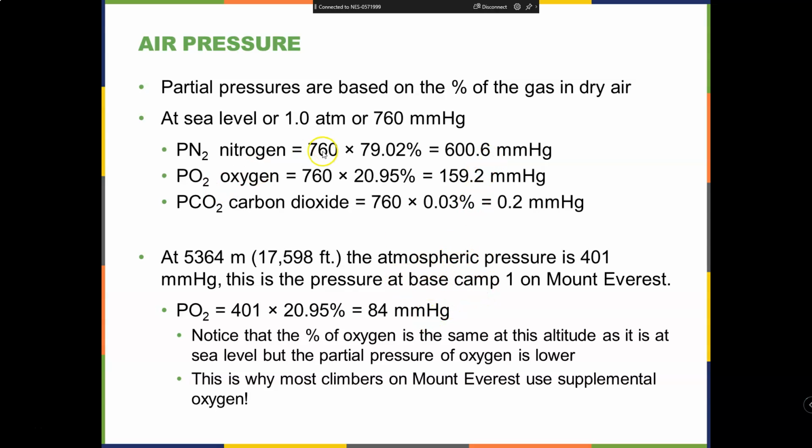So, importantly, 760 is sea level pressure. The pressure at the top of Mount Everest, as it says right here, at 5,364 meters, almost 18,000 feet, is 401 millimeters of mercury. That means the partial pressure of oxygen up on Mount Everest is only 84 millimeters of mercury. Well, there's still oxygen there, so you might say, well, that seems pretty good.